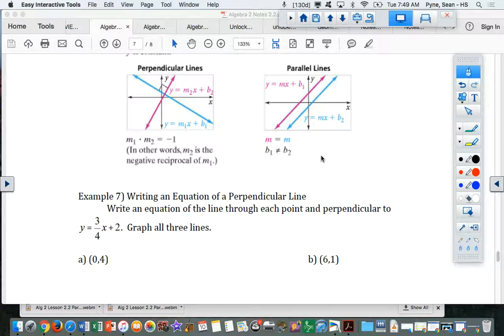If I told you 5, and I said, what's the opposite of 5? Good. It's when we go positive, negative, negative, positive. And reciprocal is when we flip the fraction. So it's the opposite reciprocal. We'll be looking at that more. And parallel is when you have the same slope, but different y-intercepts. Same slope, but different y-intercepts. That's the only way you'll have parallel lines. Has to be exactly the same.